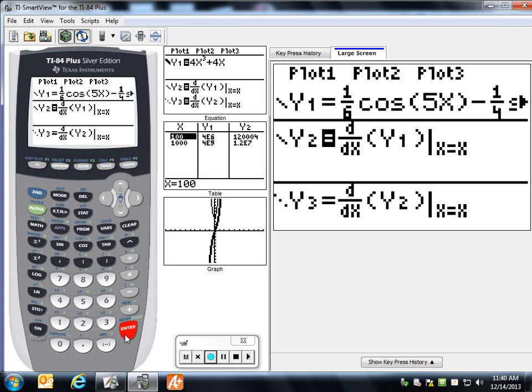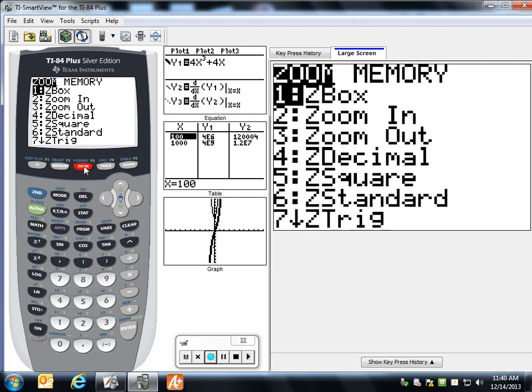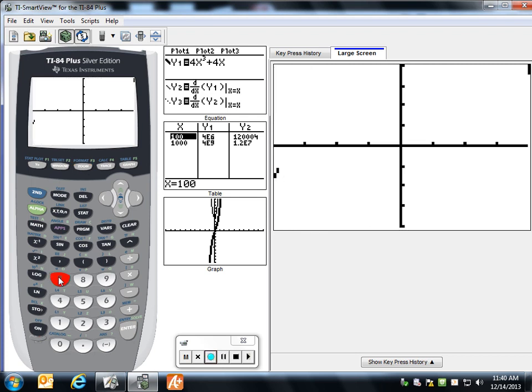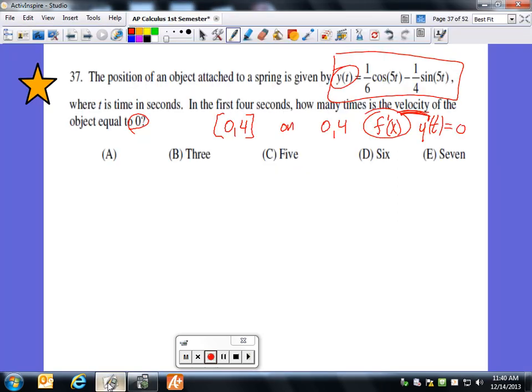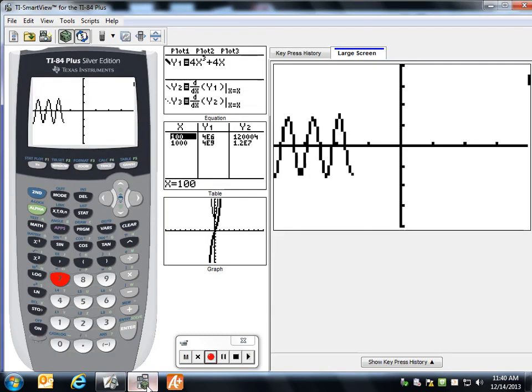Alright, so I'm going to go to the graph. Because it is a trigonometric function, I'm going to say zoom 7, just so it gives me a better picture. And we're going to see between 0 and 4 seconds. I'm going to go to the window as soon as it finishes graphing, and I'm just going to zero in on 0 to 4 seconds.